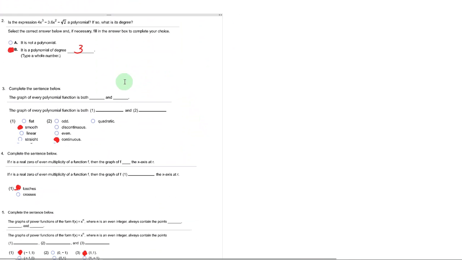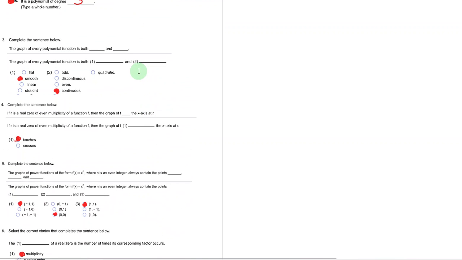Number 2, is this thing polynomial? If so, what is its degree? And we look at our x's. Now, this radical throws people sometimes. This is just a number, does not have an x tied to it. So that's just a number. These exponents are fine, and this is a polynomial of degree 3.